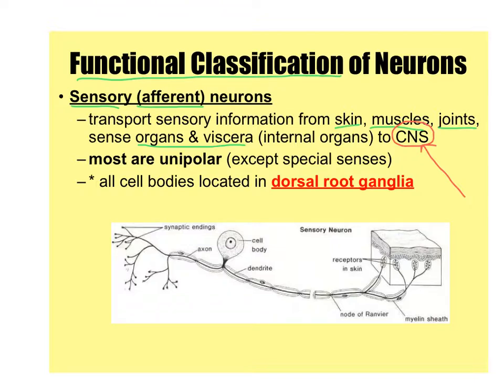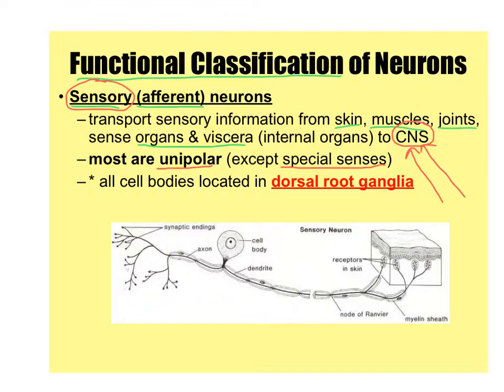So these guys are always constantly monitoring your environment, both internal and external. And when they find changes, something that maybe takes you out of homeostasis, they're the ones that say, hey, the brain and the spinal cord need to know about this information. They're the ones that sense it, therefore they're called sensory. They sense the changes and they send that signal to your brain and spinal cord. Remember, most of them are unipolar, except for the special senses like vision and smell and hearing.